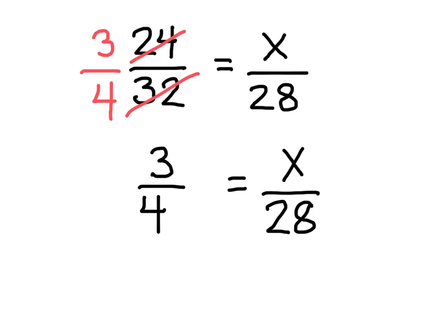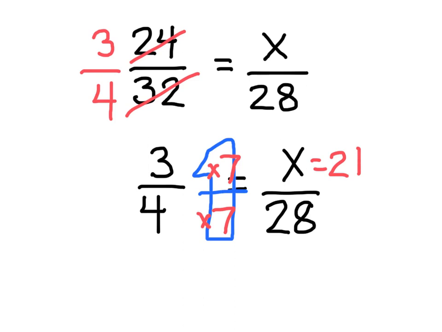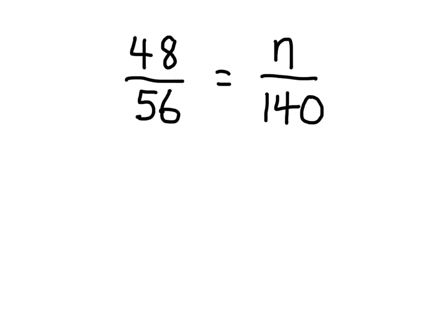Now, I don't actually have the giant 1 written in, so let me go ahead and just draw it in. All right, so we're going to multiply 4 times 7 is 28. So 3 times 7 would equal 21. How'd you do on that one? Okay, great. Okay, let's try one more example. Try pausing the video, solve this for n, and then restart your video.